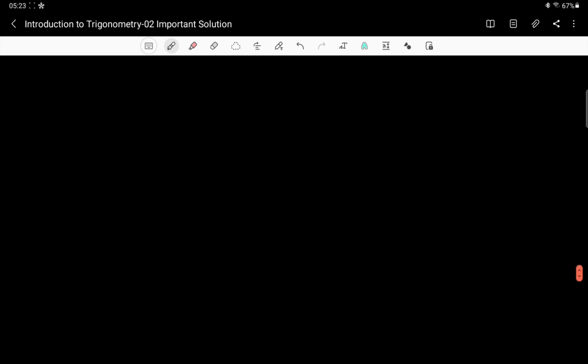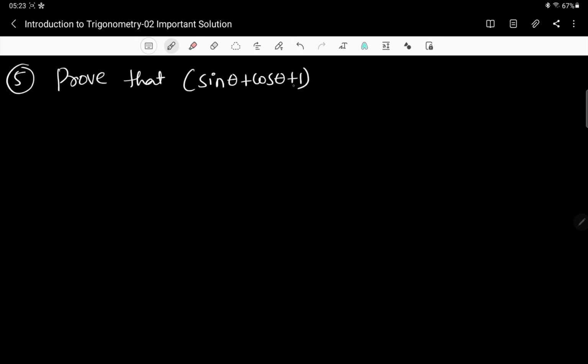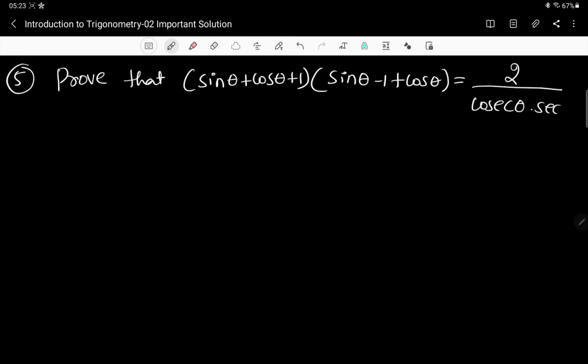Let us move on to the fifth question. Let us have a look at this fifth question. Prove that (sine theta plus cos theta plus 1) into (sine theta minus 1 plus cos theta) is equal to 2 divided by cosecant theta into secant theta. All right, so we have to start from LHS, then we have to reach RHS.